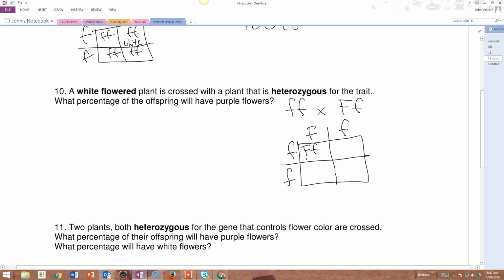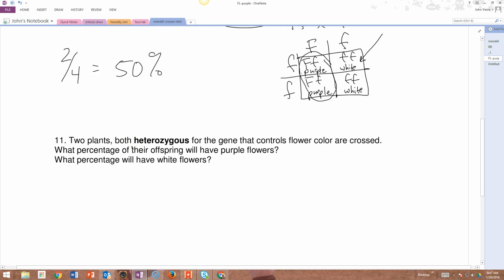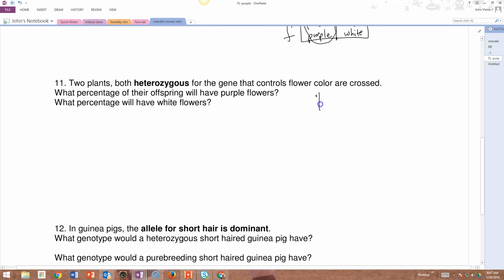That is going to be what? Purple or white? Purple or white, class? Big F, little f. There you go, because it has one of the dominant traits. Little f, that's going to be white flowers. Big F, little f, that's going to be purple flowers. And it's asking you what percentage of the offspring, that's what's inside of the squares, will have purple. 2 of the 4 will be purple. 50%.